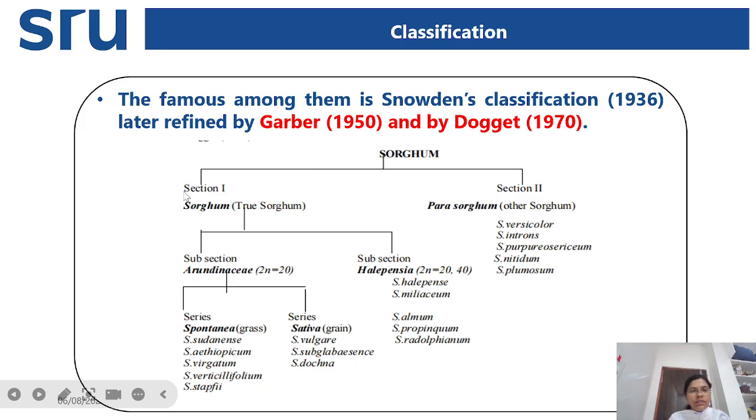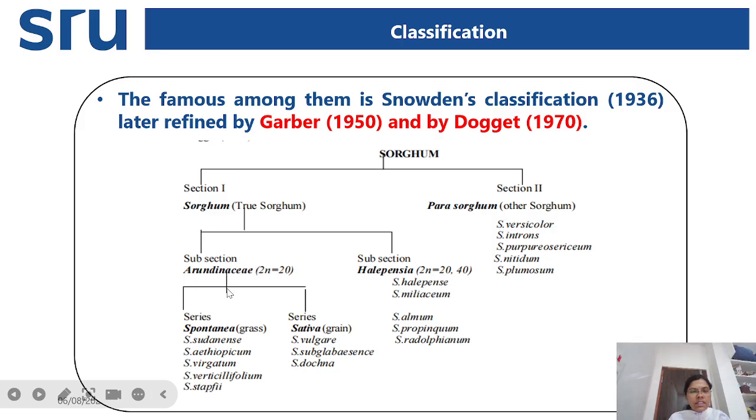And next is the first section, that is the true sorghum. Again, this true sorghum is divided into subsections. The first subsection is Arundinacea, and the next one is Halepensia. The first one, Arundinacea, is a diploid species with chromosome number 20, whereas Halepensia has chromosome number 2n equal to 20, and some of them have 40 chromosomes.